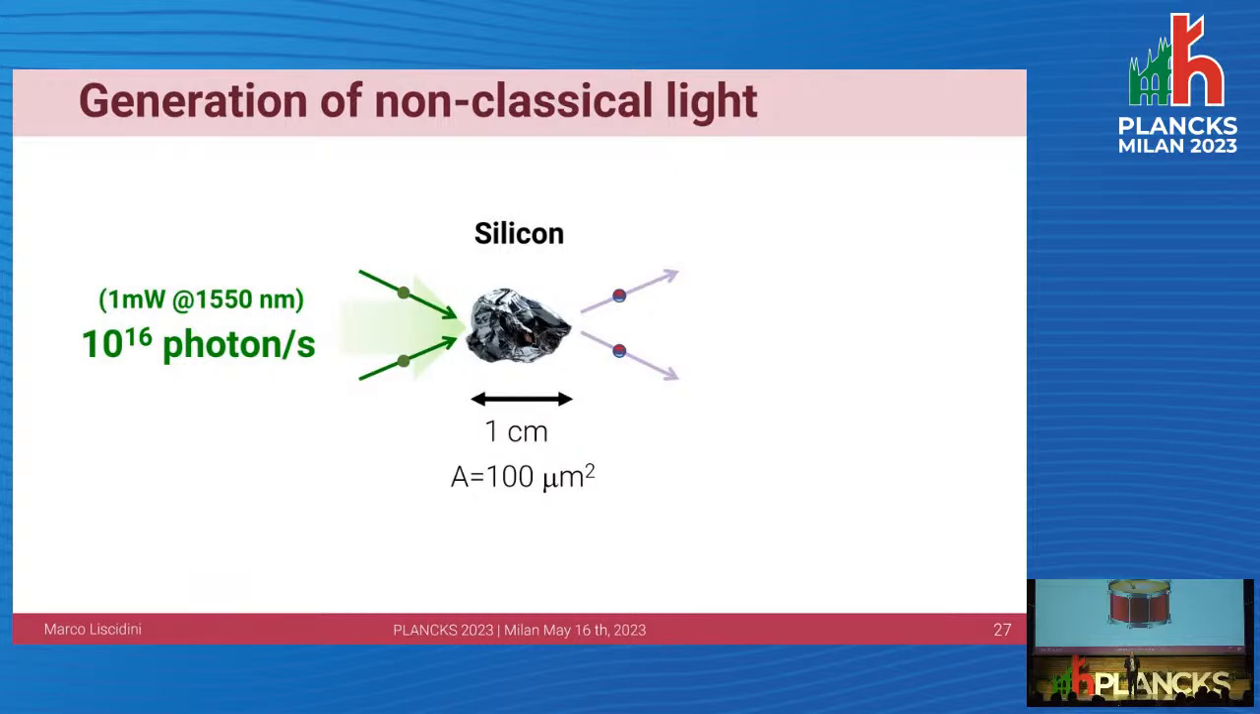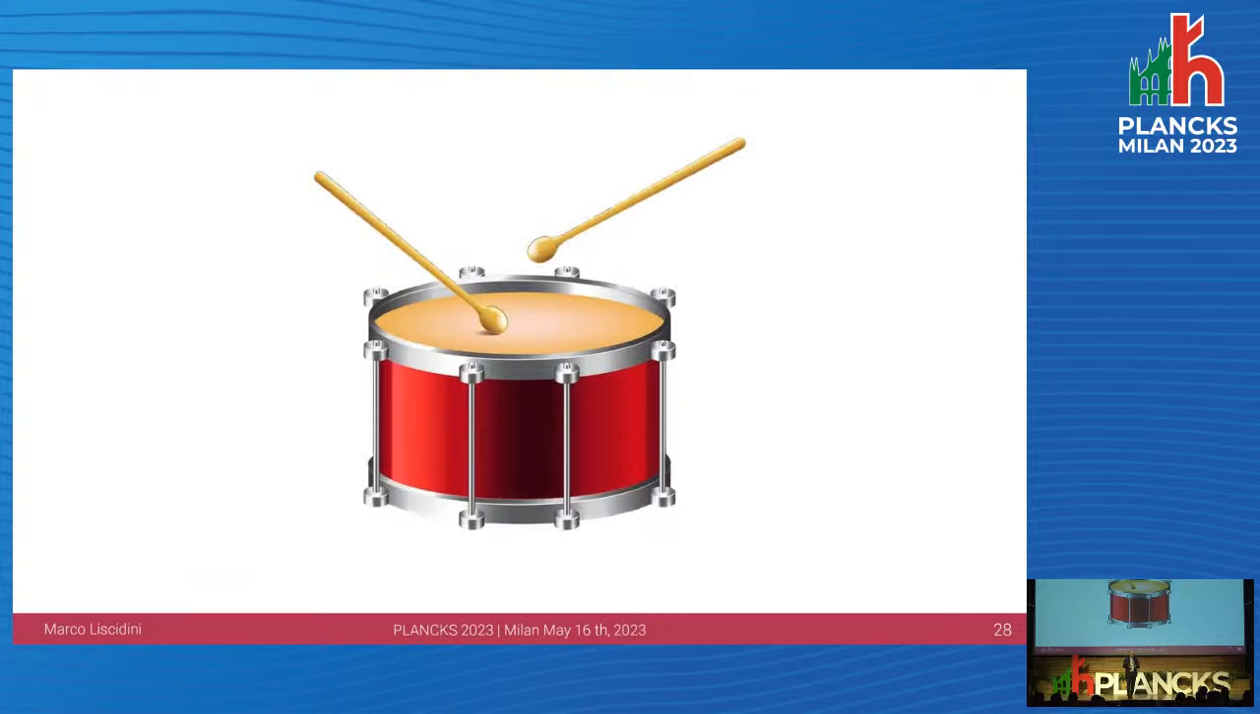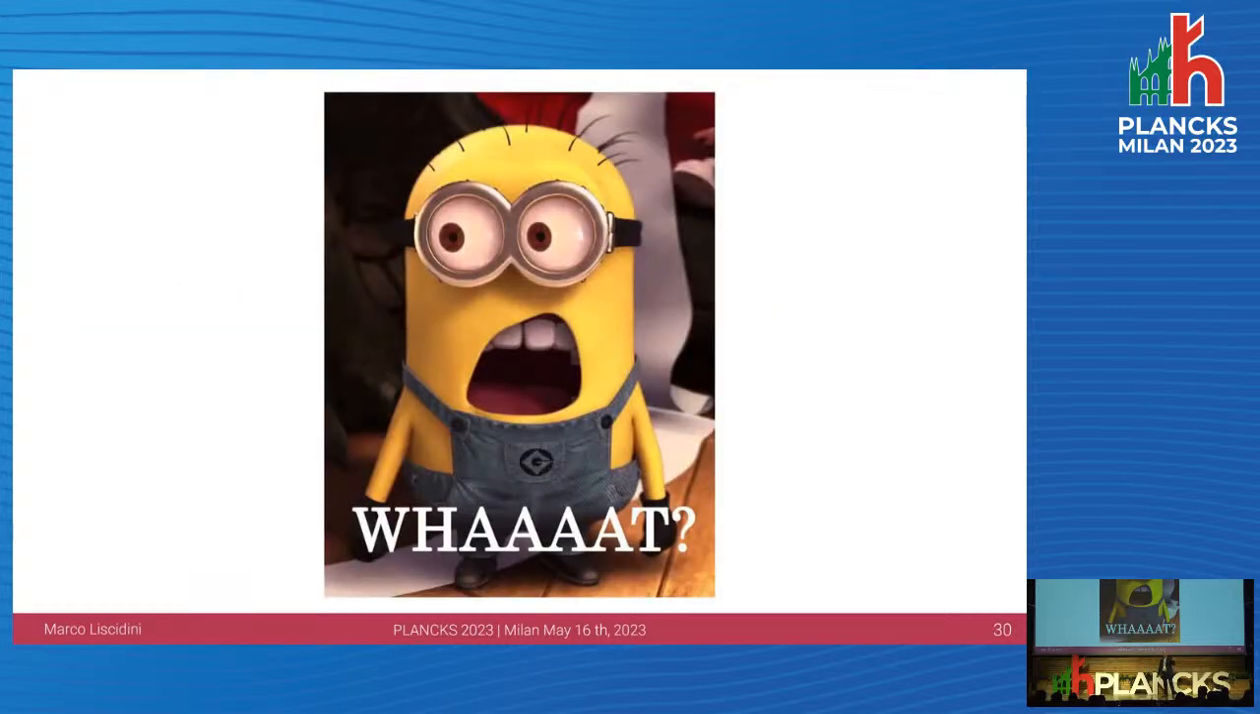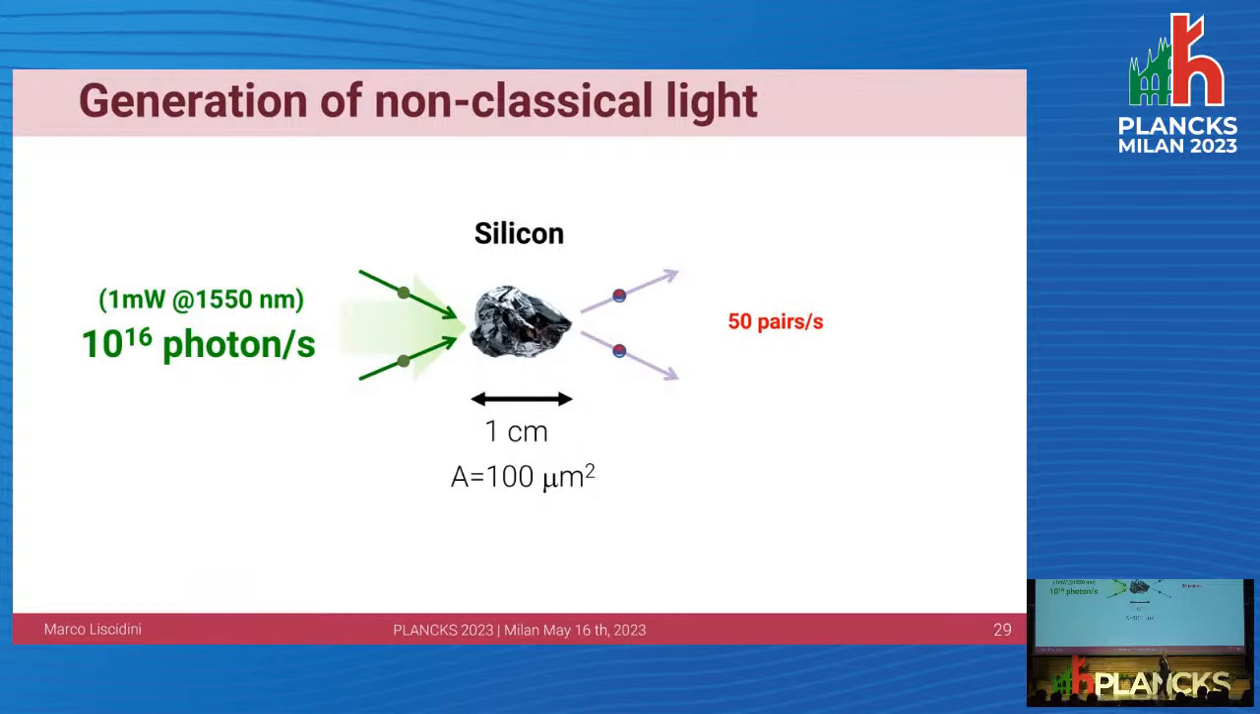And drum roll. Let's see how many photon pairs I get. Whoa, that's fantastic, audience. 50 pairs. Now, this is not a great investment, you know, even with Wall Street plunging. I mean, it's 10 to the 16 photons I gave here, and I get 50 pairs. I'm sure that one of you was thinking, what's going on here? Okay, just 50 pairs. So these are the problems I was mentioning to you, right?